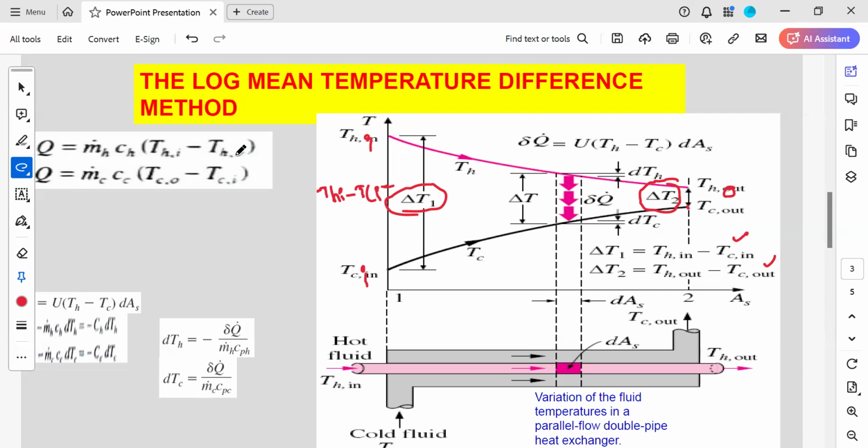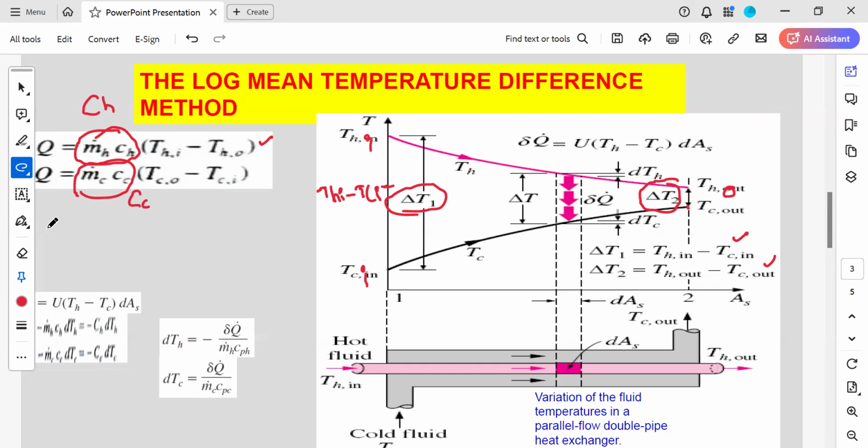So here Q is equal to MH CH times THI minus TH naught, not THI minus TCI. This is the amount of heat given by the hot fluid. Here MH CH is called the heat capacity, capital CH. The amount of heat taken by the cold fluid is Q equal to MC CC times TC naught minus TCI. Here MC CC is the heat capacity of the cold fluid.